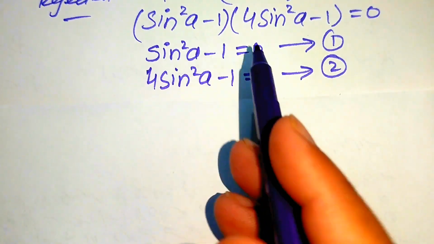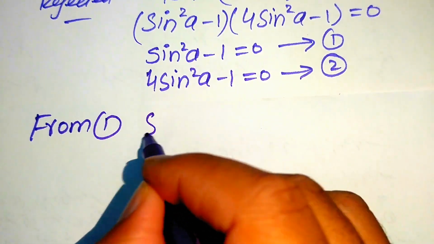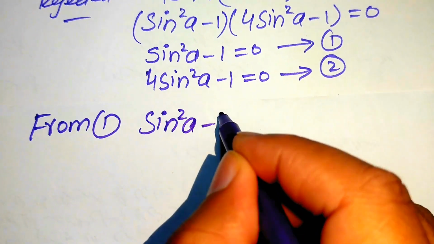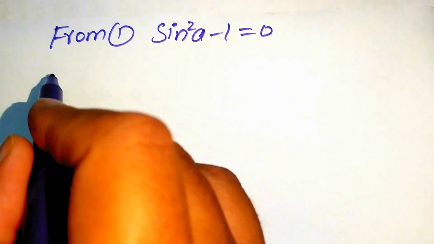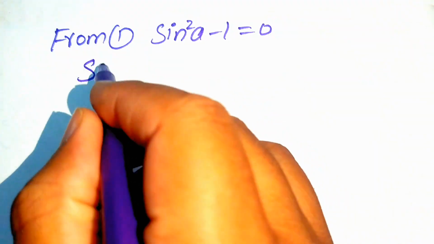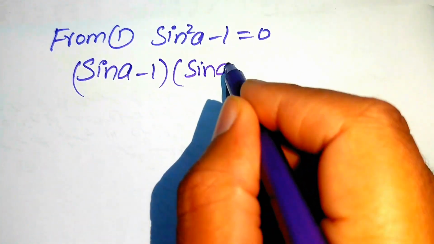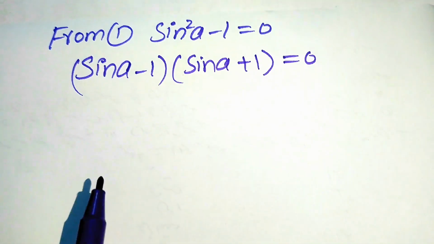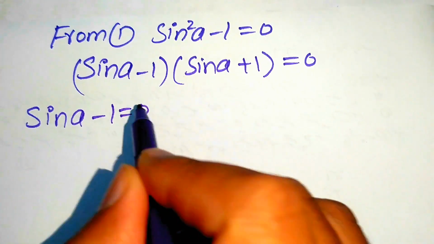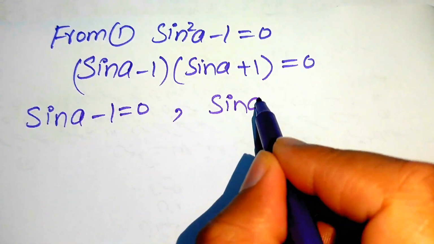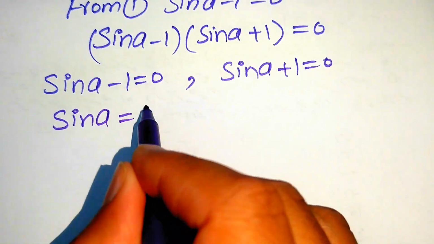And now first we solve equation number 1, which is sin^2 a minus 1 equals 0. Here we use the nice algebraic identity, and we write sin^2 a minus 1 as (sin a minus 1) into (sin a plus 1) equals 0. So now we divide this into two cases. The first case is sin a minus 1 equals 0, and the second case is sin a plus 1 equals 0.